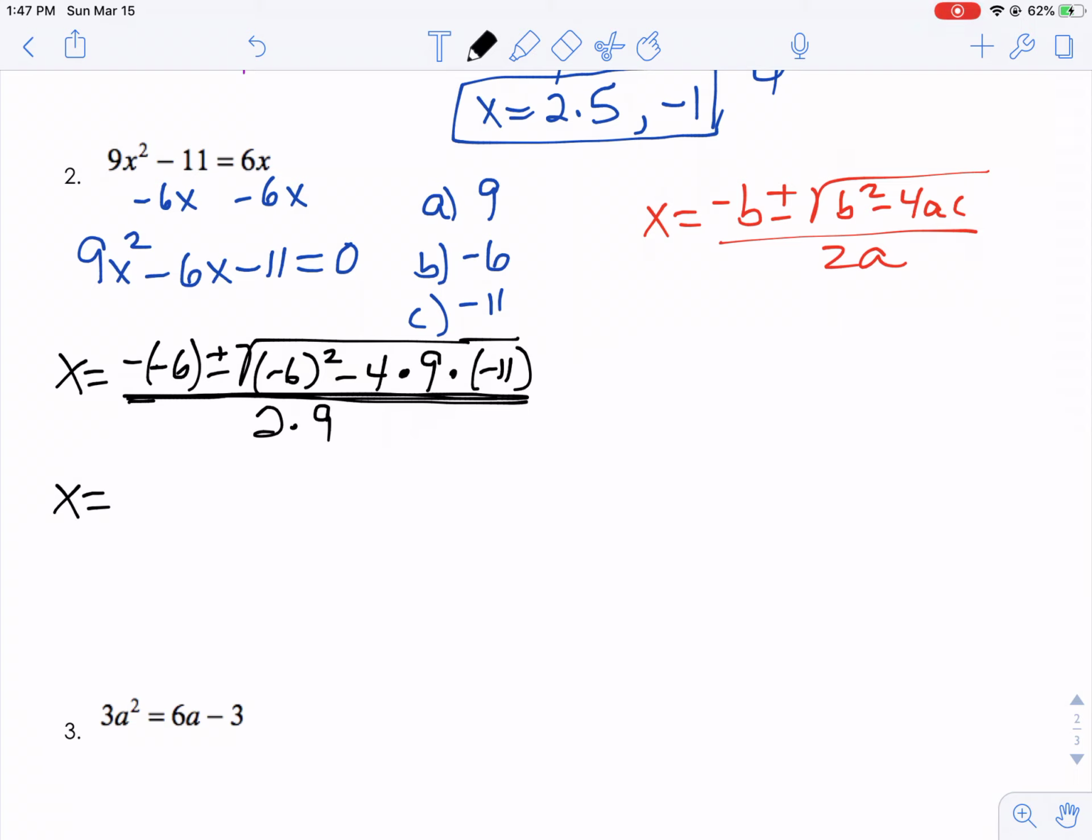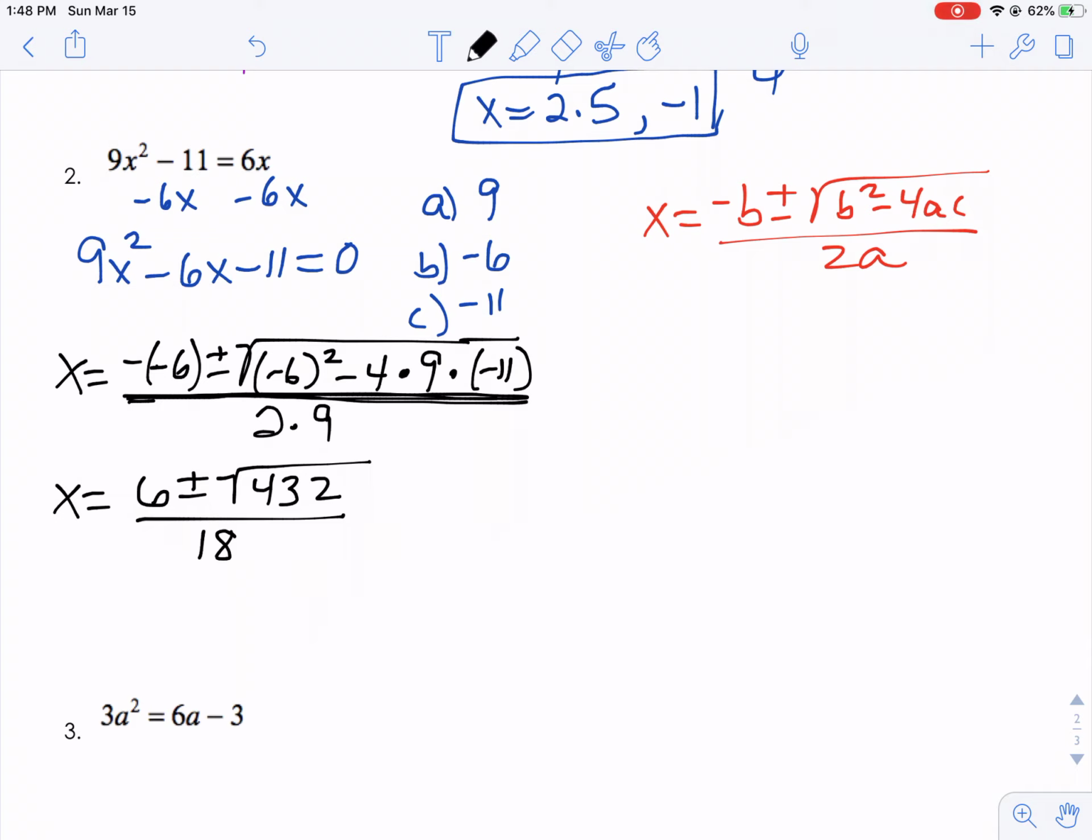A negative 6 is positive 6, plus or minus. I'm going to draw the radical, and now I'm going to type everything under the square root, not the square root sign. So parentheses, negative 6, parentheses squared minus 4 times 9 times negative 11, and I get 432. All over 2 times 9 is 18.